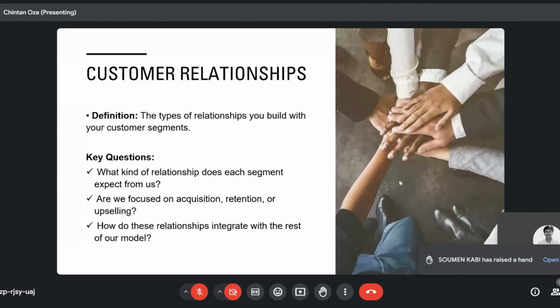Let us look at the next one, customer relationships. The definition says the types of relationship you build with your customer segments. Between you and your customer, which are the kind of relationships you have? What kind of relationships does each segment expect from us? Are we focused on acquisition, retention, on upselling? How is it done in other parts of the world?